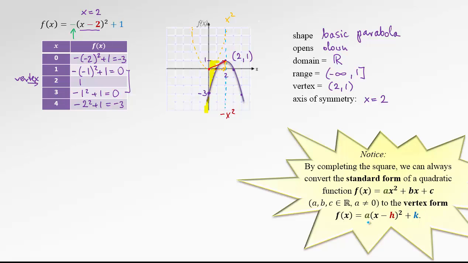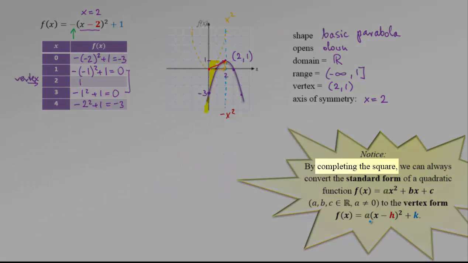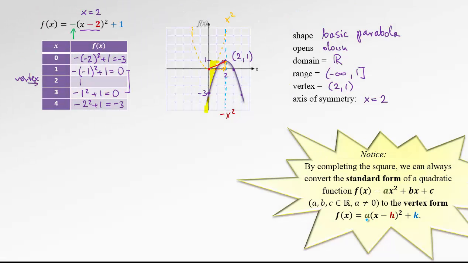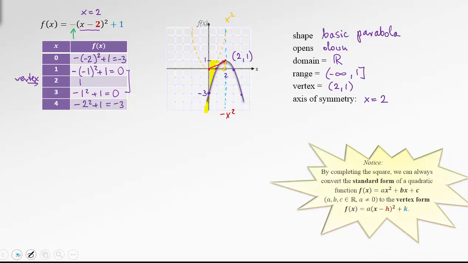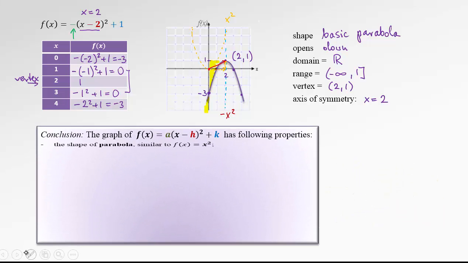So the graph of any parabola will really depend on the leading coefficient a and those numbers h and k that we add or subtract from the x and from the whole function. How does it depend? Well, let's list the properties of a graph of a quadratic function on the basis of the above examples. The graph of any quadratic function given in a vertex form like this has the following properties.